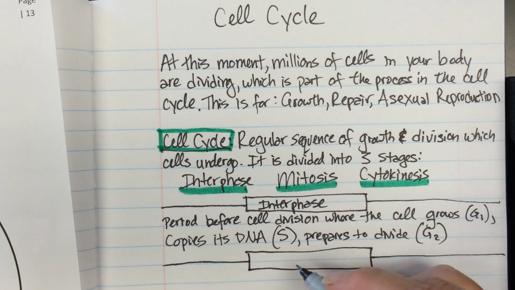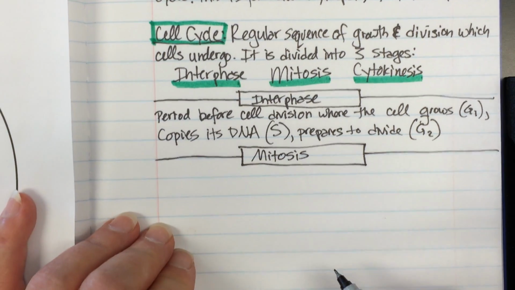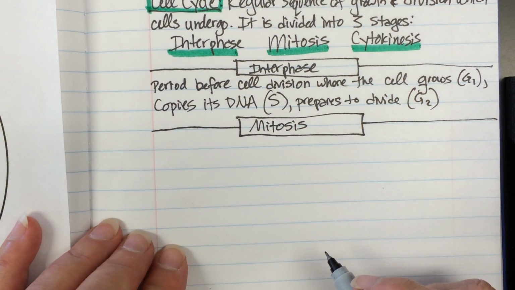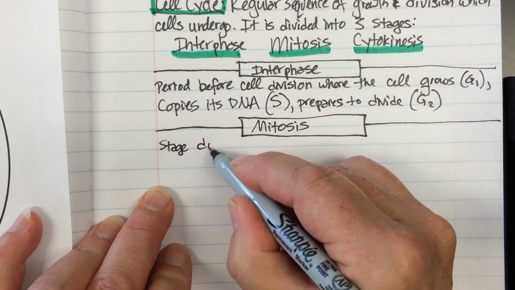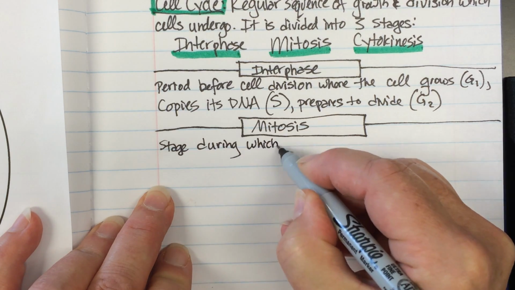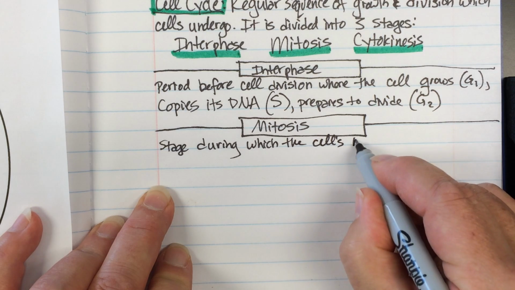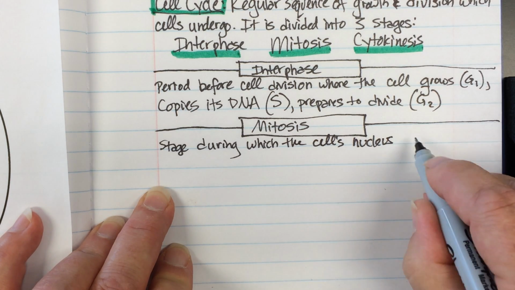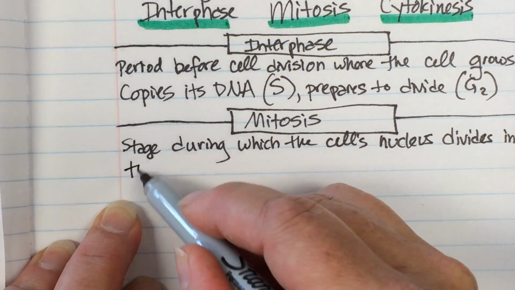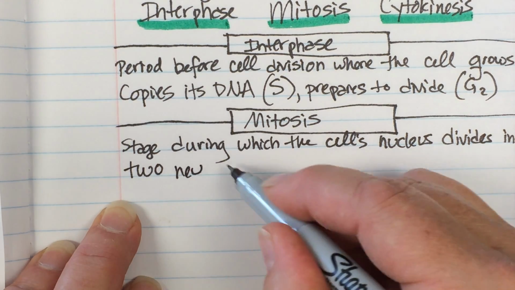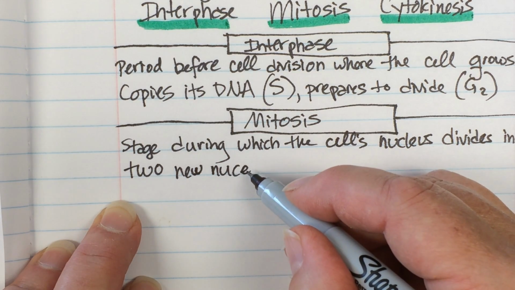The second stage is called mitosis, and we're going to have a whole page of notes on this because it's so cool. Right now we're just going to give you the definition. This is the stage during which the cell's nucleus divides into two new nuclei. Remember, the nuclei is where the DNA is. So that's what's so important.